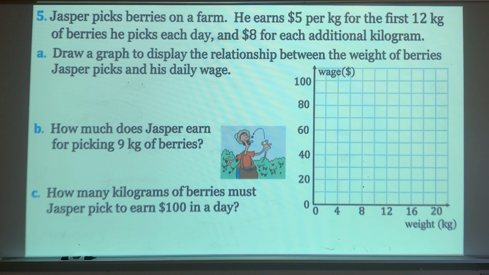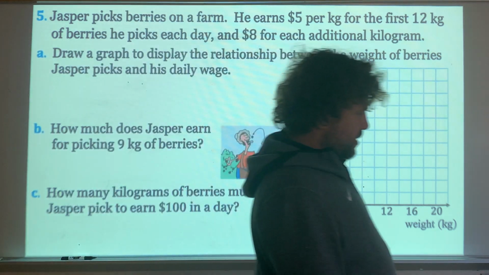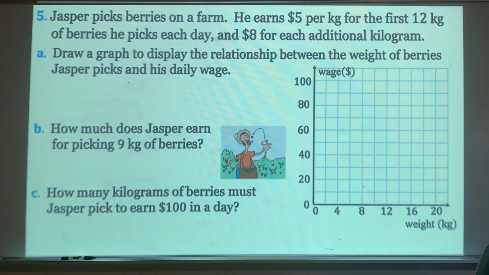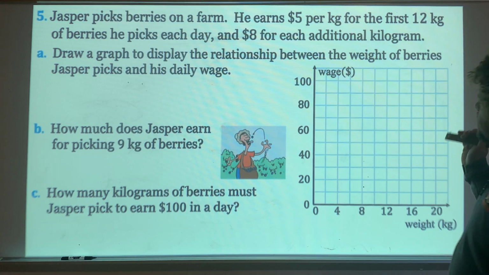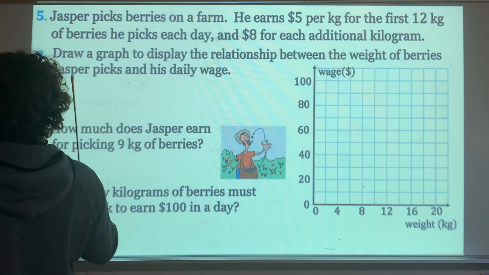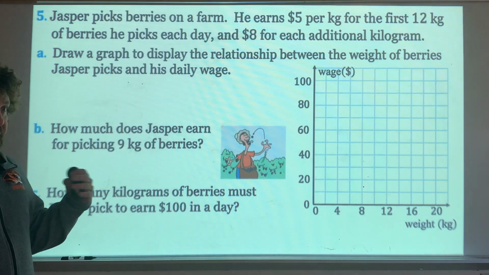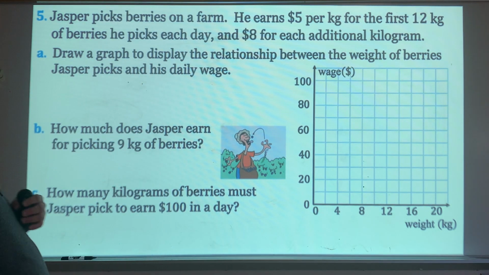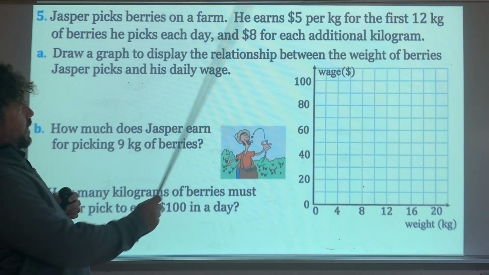All right. Ooh, I like this one, number 5. I just like the picture. All right, Jasper's over here. He's eating berries from a blueberry bush. Picks berries on the farm. He earns $5 per kilogram for the first 12 kilograms, and then he gets $8 for each additional kilogram. So it pays for him to work as hard as he can. Draw a graph to display this relationship of the weight of berries he picks to his daily wage.